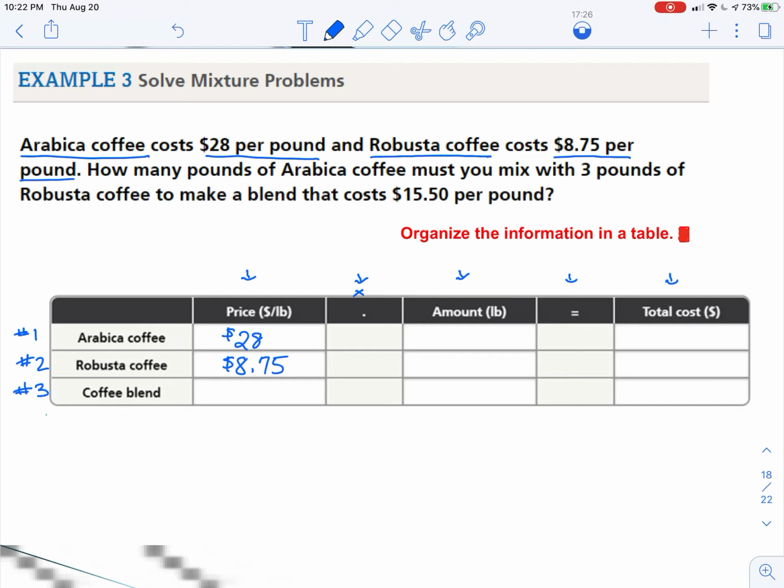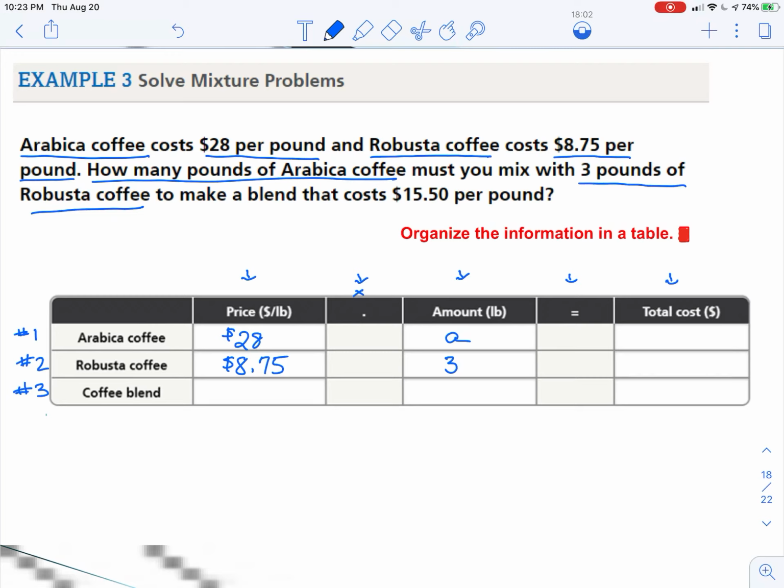Okay, now this is where we have to kind of figure out the amount of pounds that each coffee is going to be needed. The question is, how many pounds of the Arabica coffee will we mix with 3 pounds of Robusta coffee? So we know the pounds of Robusta coffee that we're going to be using is 3 pounds. So we want that right here. What we don't know is how many pounds of the Arabica coffee. That's the question we're trying to figure out. We're going to name that a variable. We're going to call it A for Arabica.